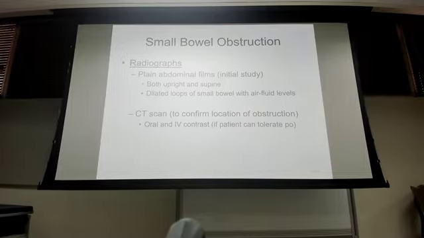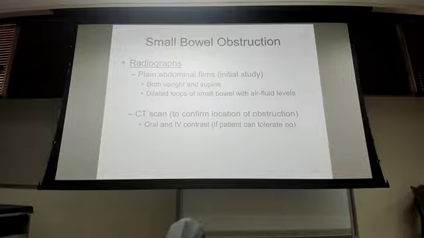Initial study, plain abdominal radiograph, upright and supine. Classic finding, you should know, dilated loops of small bowel with air fluid levels. You'll see the difference when I put up the film. You've probably already had it. Hopefully it's a review in radiology, but there were no air fluid levels when we talked about acute paralytic ileus, right? It was just air, but not air fluid levels.